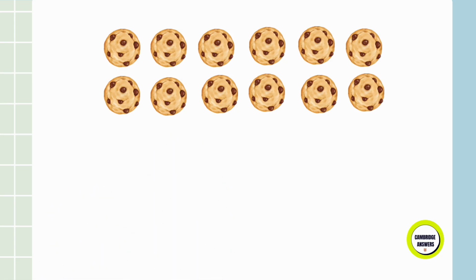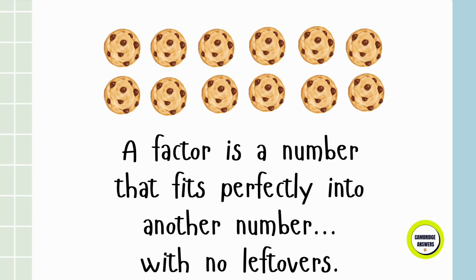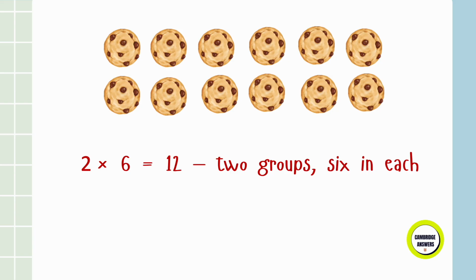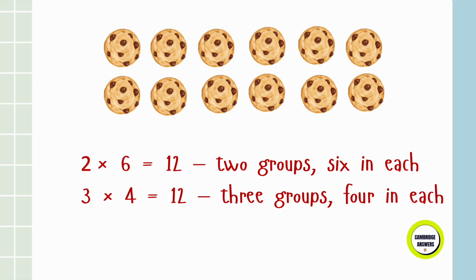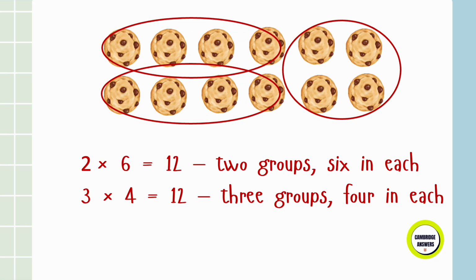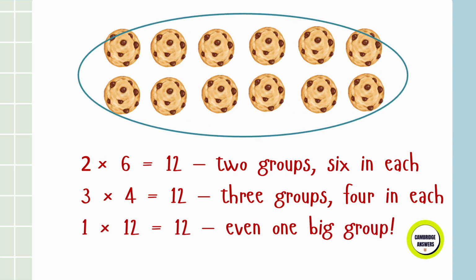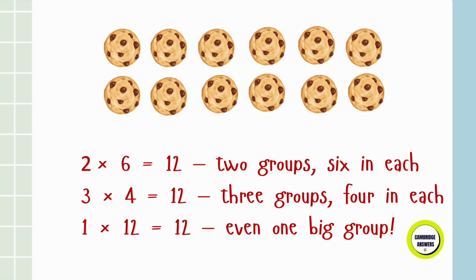Yes. Factors. A factor is a number that fits perfectly into another number with no leftovers. So, if we share these 12 cookies, 2 times 6 equals 12. 2 groups, 6 in each. 3 times 4 equals 12. 3 groups, 4 in each. 1 times 12 equals 12. Even one big group. So, 1, 2, 3, 4, 6, and 12 are all factors of 12. They're like number buddies who work together to make 12.